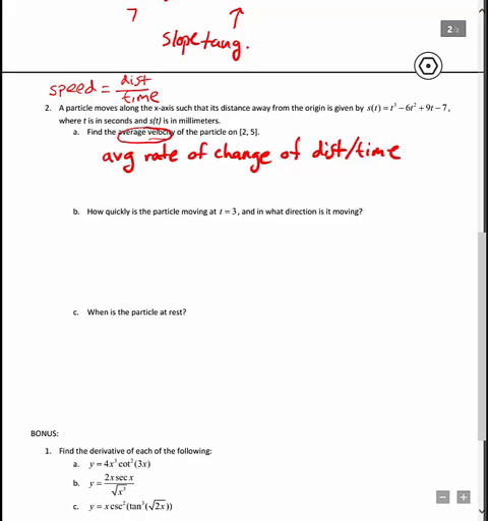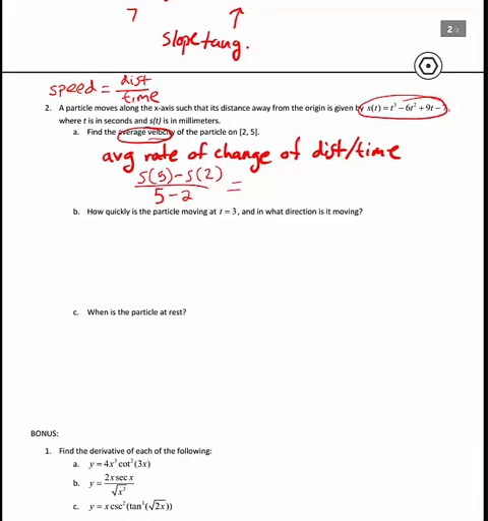Because velocity is just distance over time. So this would be s of 5 minus s of 2 divided by 5 minus 2. Now since this was a calculator question, you can just write s of 5 minus s of 2, and you are allowed to type that into your calculator. So you don't have to show your work because it is a calculator question.